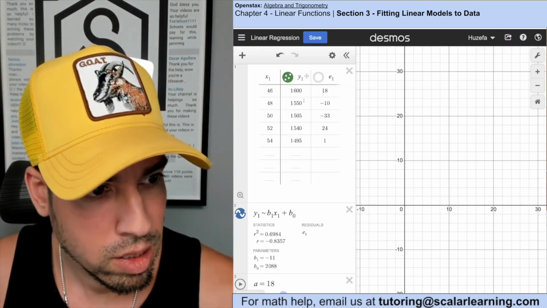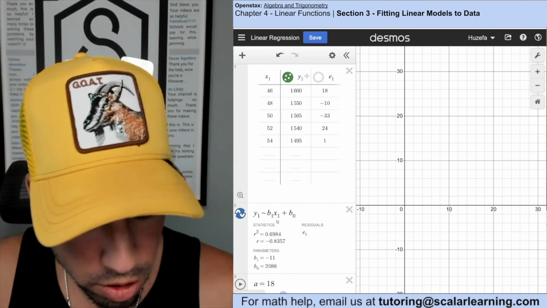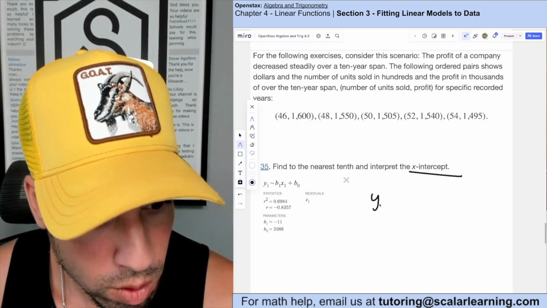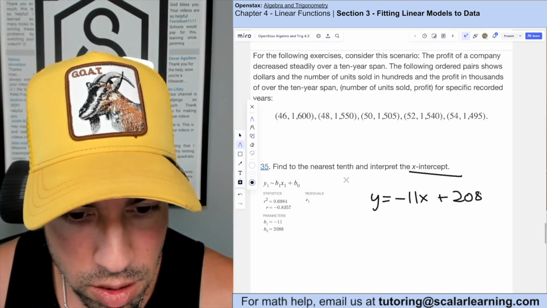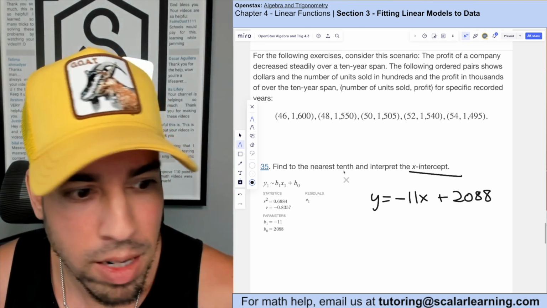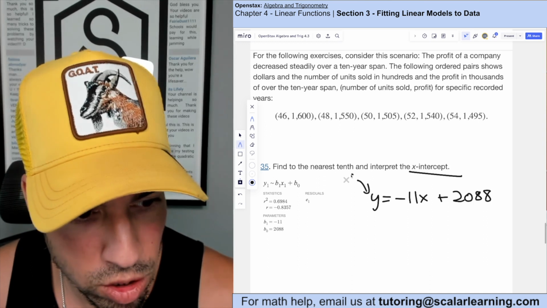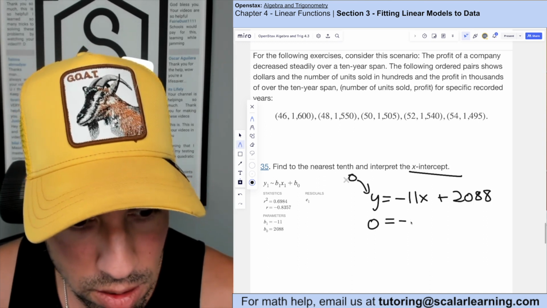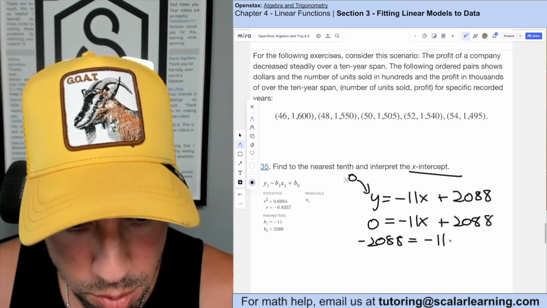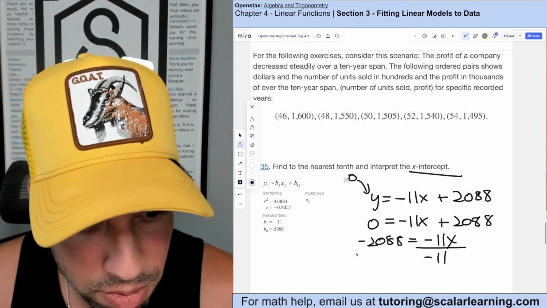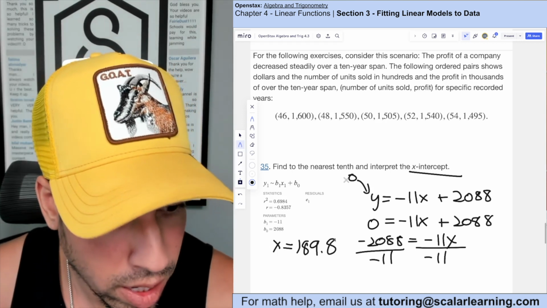So when we enter these data points, this is the result in terms of the constants for the linear regression. So let's plug that in. We get y equals -11x plus 2088. And then it says find to the nearest tenth and interpret the x-intercept. Again, y is 0, so we plug in 0 for y, and we get this. We subtract 2088 from both sides, and then last but not least, we divide by -11, and we get 189.8 to the nearest tenth.